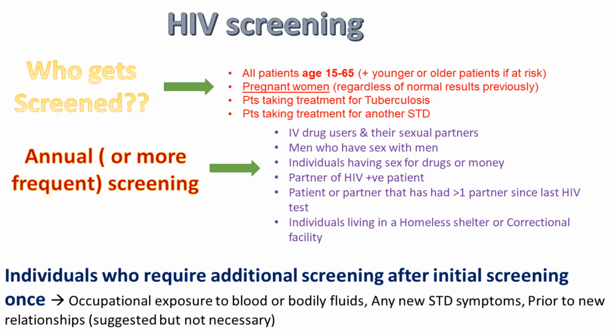There is a certain group of individuals which require annual screening or, in some cases, even more frequent screening. These are as follows: IV drug users and their sexual partners, men who have sex with men, individuals having sex for drugs or money, partners of HIV infected patients, patients or partners that have had greater than one partner since the last HIV test, or individuals living in a homeless shelter or a correctional facility.